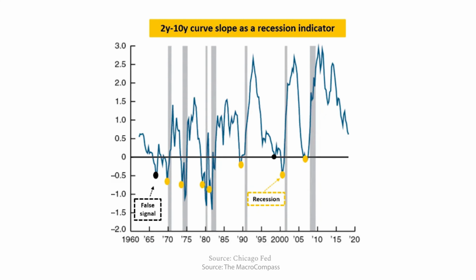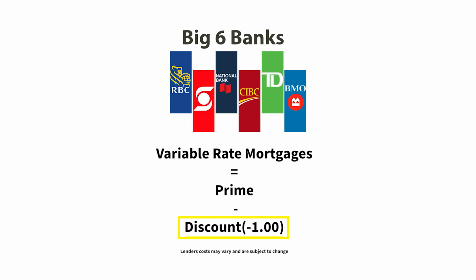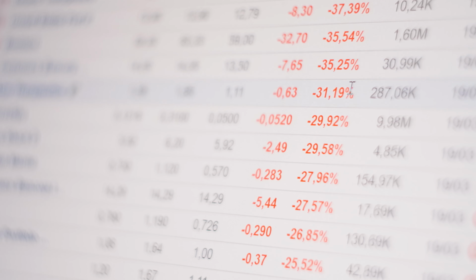In addition to the recent changes in the Canada 10-year and 2-year bond yield, the big 5 banks in Canada have also continued to cut the discount on variable rate mortgages. As of today, the average discount offered by these banks is 60 basis points less than what was offered in December 2021. This decrease can also signal that the lender is less confident in the economy and is therefore less willing to offer lower interest rates to attract borrowers.